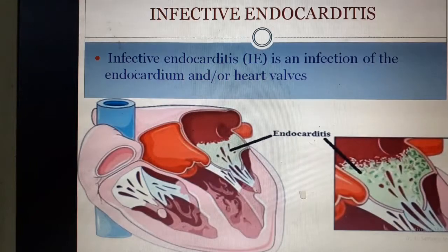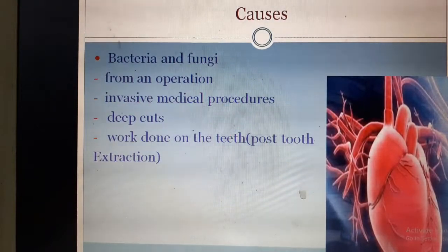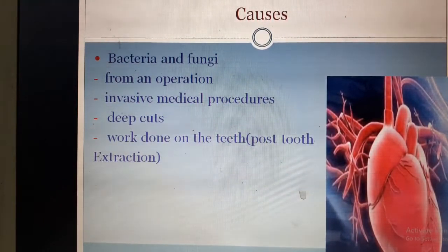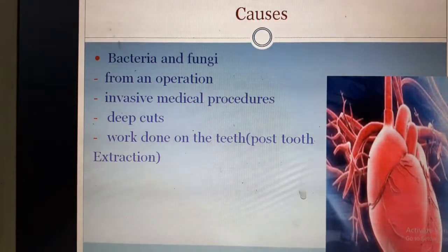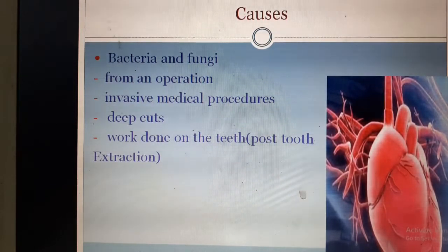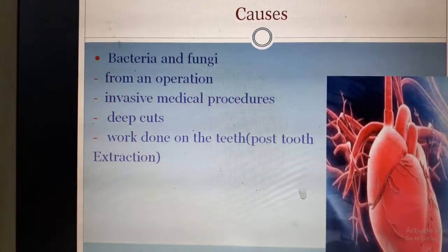Infective endocarditis is the third problem. It is an infection. As the word says, infective means some infective process. Endo means the endocardium, the innermost layer of the heart. So infective endocarditis is the infection of the endocardium and the heart valves. The main causes are bacteria and fungi. It can follow any invasive procedure or medical procedure, any surgery, deep cuts, or any work done in the teeth, maybe after some tooth extraction.